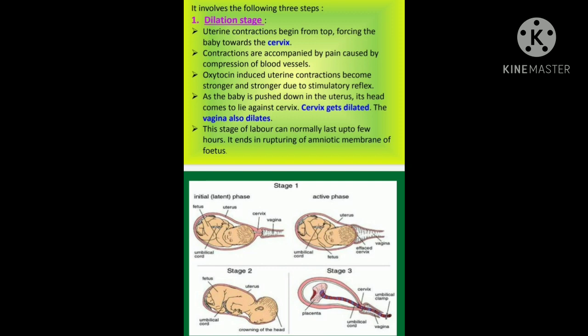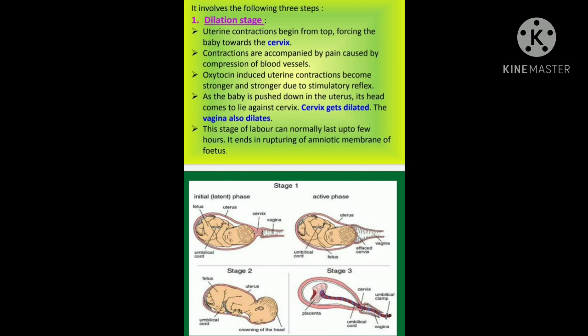Contractions are accompanied by pain caused by compression of blood vessels. Oxytocin-induced uterine contraction becomes stronger and stronger due to a stimulatory reflex. As the baby is pushed down in the uterus, its head comes to lie against the cervix. The cervix gets dilated. The vagina also shows similar dilation.